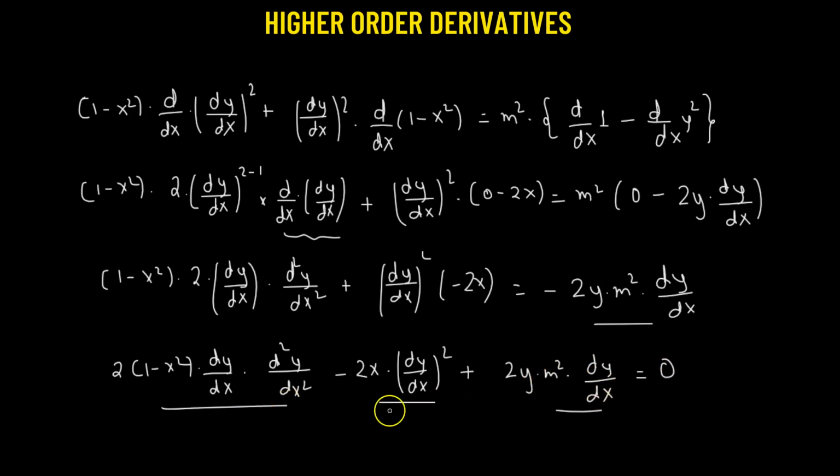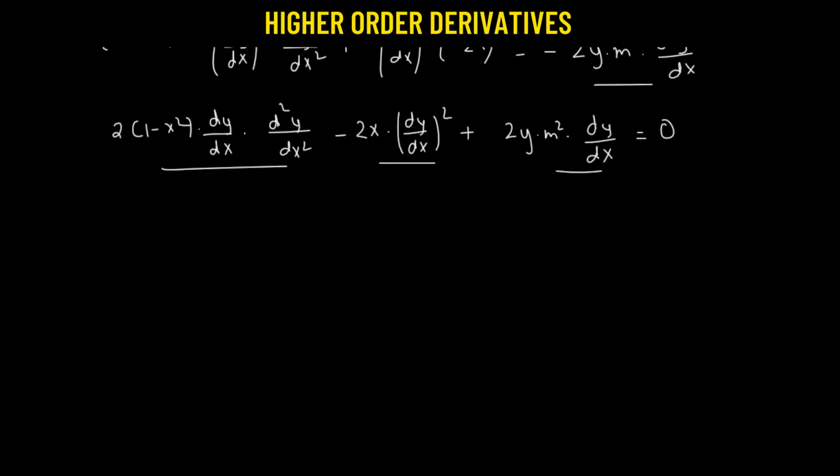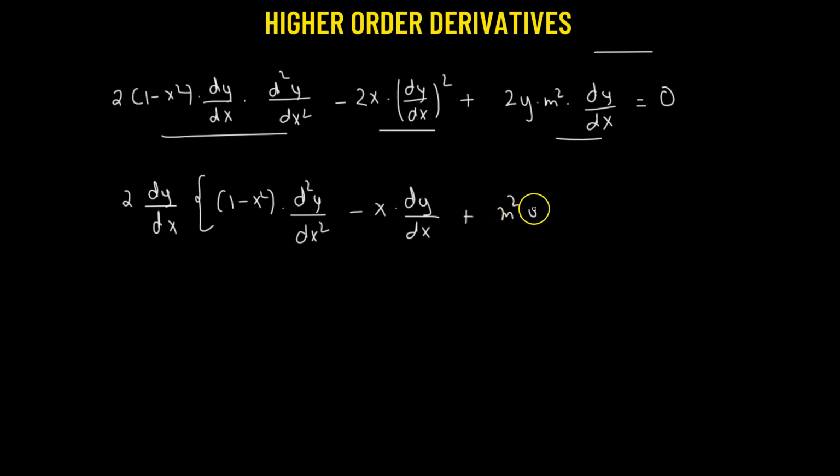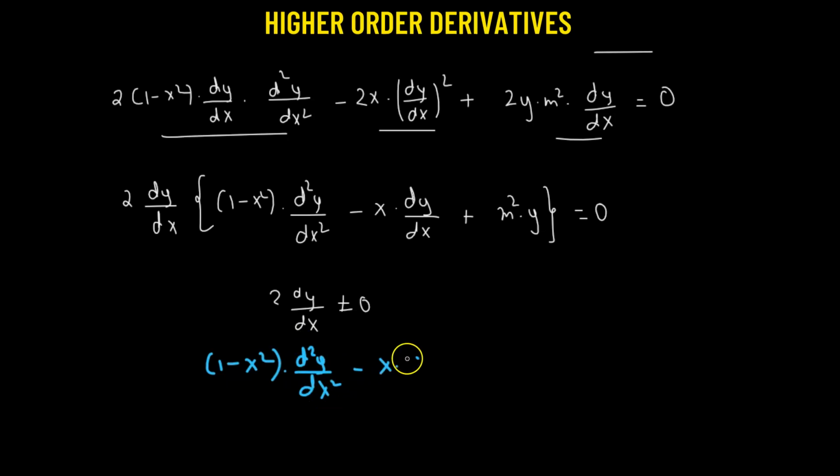Now from these three terms, we're going to take 2 times the first derivative of y with respect to x as the common factor. We get 2 times dy over dx. So this will now be multiplied to 1 minus x squared times the second derivative of y with respect to x, minus x times the first derivative of y with respect to x, plus m squared times y. So this is equal to 0. Now 2 times dy over dx will not be equal to 0. So that means we have 1 minus x squared multiplied to the second derivative of y with respect to x, minus x times dy over dx, plus m squared times y equals 0. And this was what we were asked to prove.